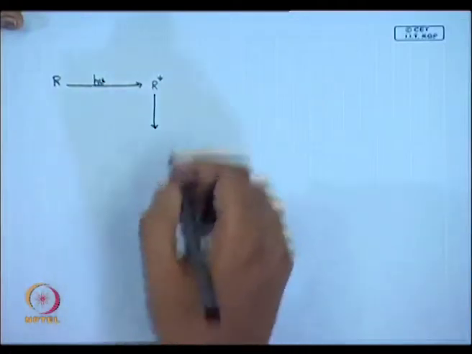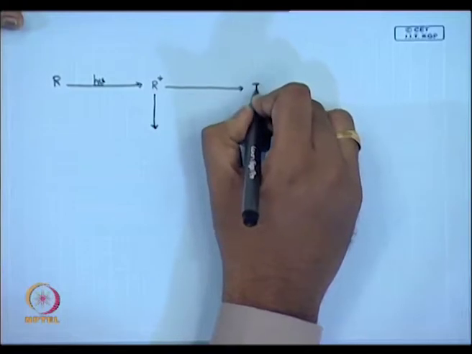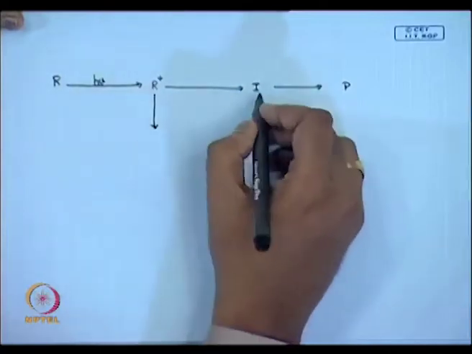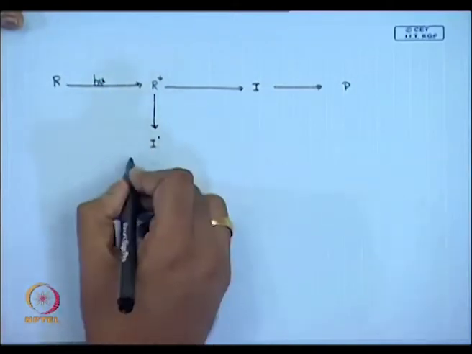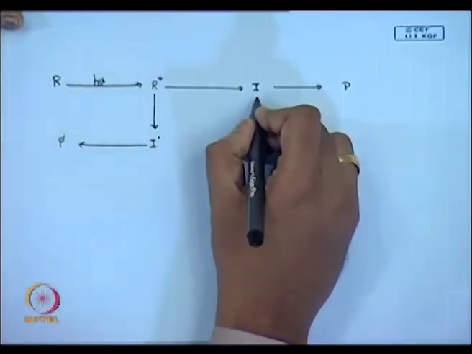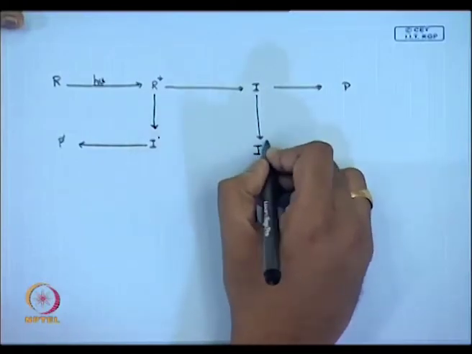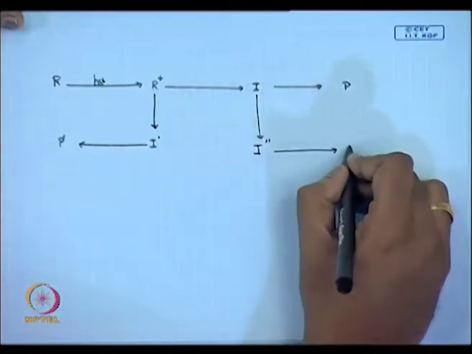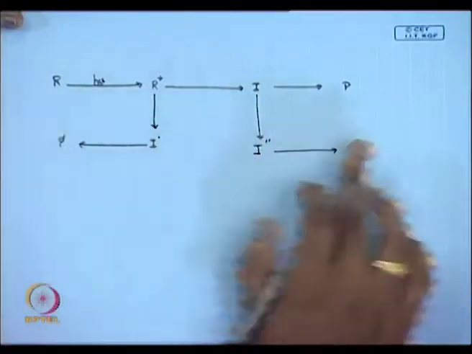or this R star can give you the I and then gives you P, that is fine. But this R star can not only give me one intermediate, it can give me another intermediate which we call I prime, and this can give me another product which we call P prime. In the same way, your I can also give me another intermediate which we call I double prime, and this can give me another product, P double prime. So, you see many things can happen.